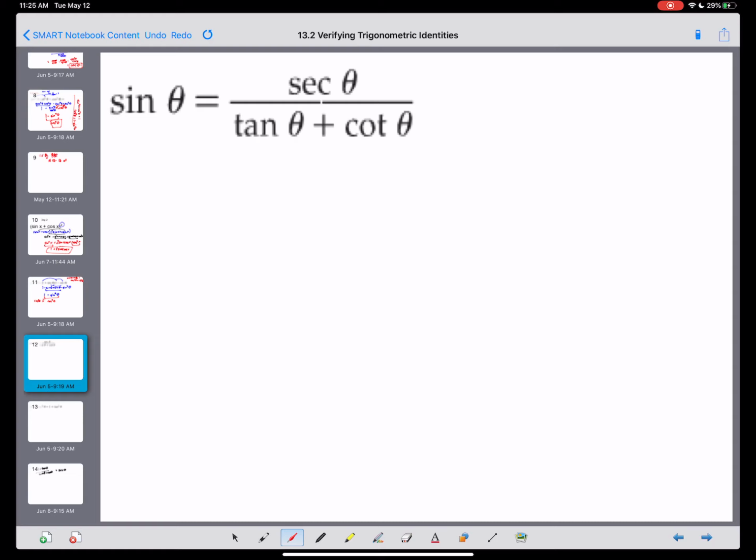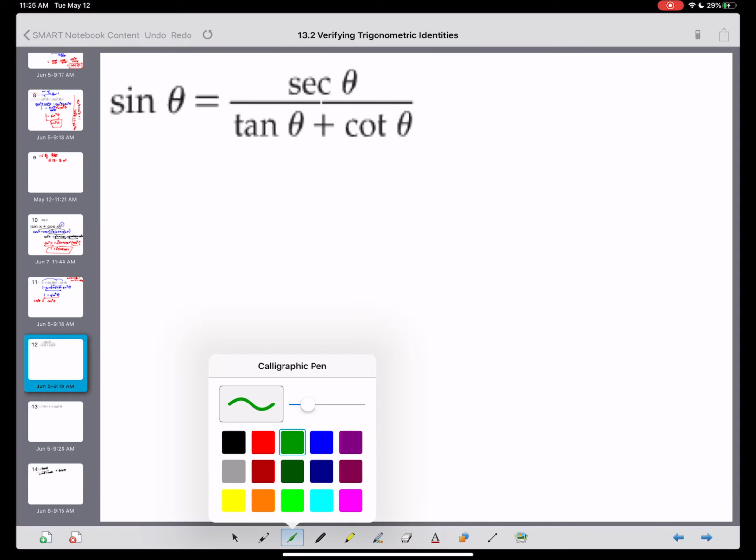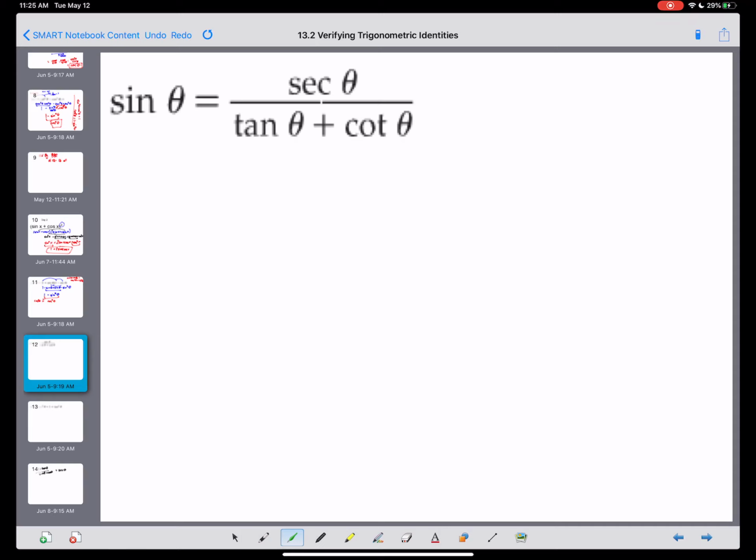Okay, this problem's a little tougher. I want to pick a side. I'm going to probably pick the right side. And what I'm going to do with the right side is convert everything to sine and cosine. So secant is 1 over cosine. Tangent is sine over cosine. Plus cotangent is cosine over sine.